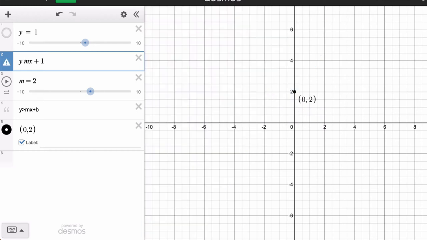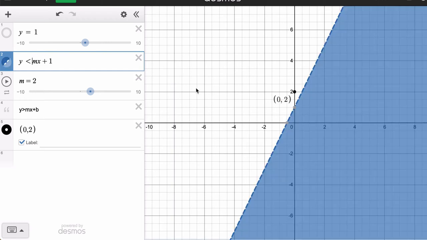If I want to go pick y values that are less than mx plus b, I would pick this region below. So I'm shading all of the points where the y value is less than twice the x value plus 1. And this is true for any line that I pick. So that's some of the shading background here.